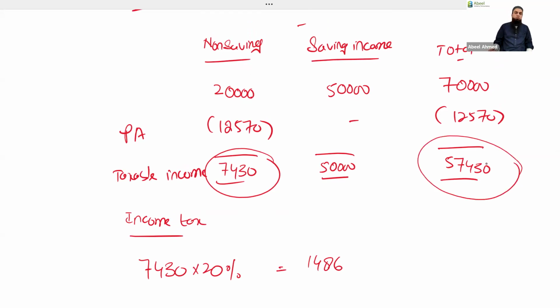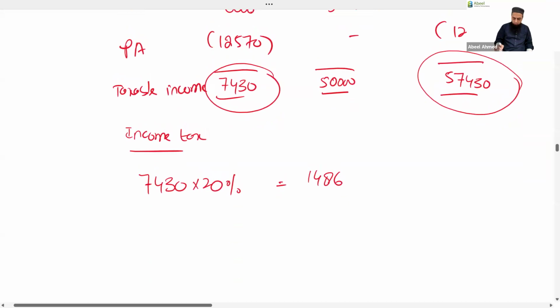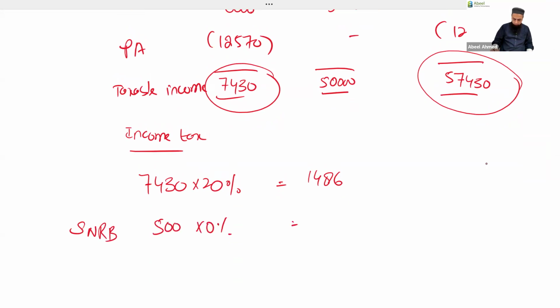Total taxable income is 57,430, which is more than the limit of basic rate band. That is why we are saying this individual is a higher rate taxpayer. Whoever is a higher rate taxpayer gets nil rate band of 500 pound for the saving income. So saving nil rate band is 500 pound into 0% is 0.